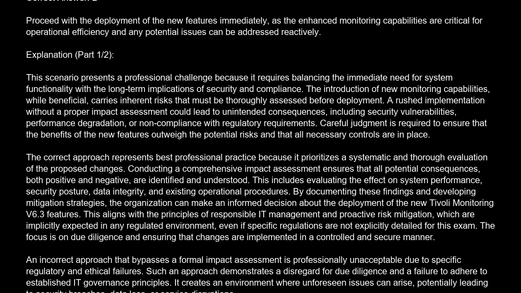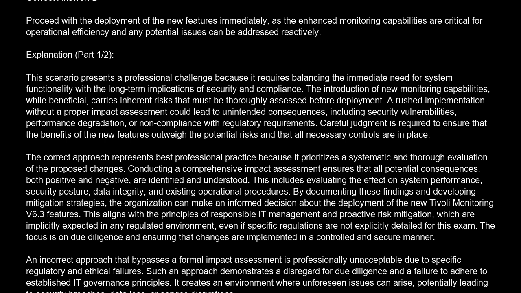The correct approach represents best professional practice because it prioritizes a systematic and thorough evaluation of the proposed changes. Conducting a comprehensive impact assessment ensures that all potential consequences, both positive and negative, are identified and understood. This includes evaluating the effect on system performance, security posture, data integrity, and existing operational procedures. By documenting these findings and developing mitigation strategies, the organization can make an informed decision about the deployment of the new Tivoli monitoring V6.3 features.